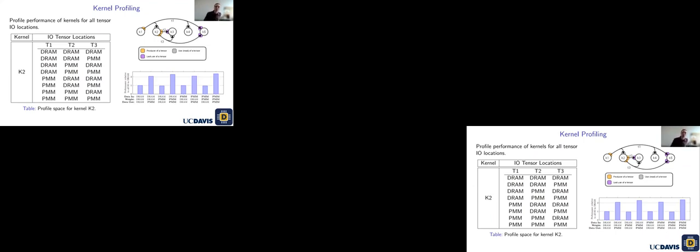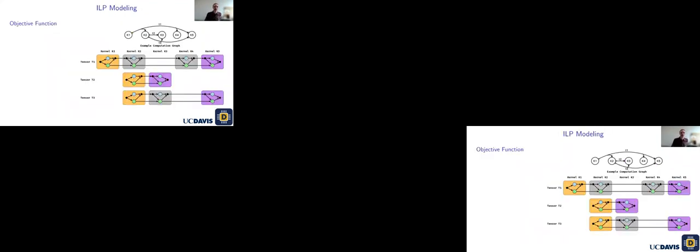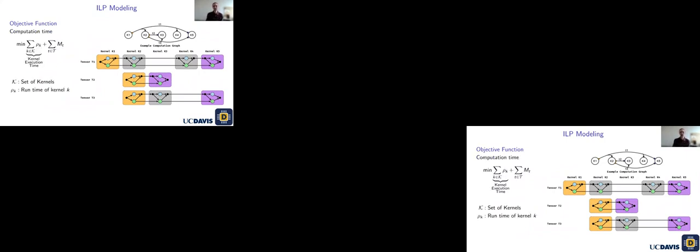So we profile all the kernels, and then we can take the profiling information and put it into our ILP. I'll briefly explain how we model this as an integer linear program. Our objective is to minimize the total amount of time for the computation. This is the total amount of time executing all the kernels, which now we know the execution time for every kernel depending on whether the data is in DRAM or persistent memory, plus the time to move things between DRAM and persistent memory.